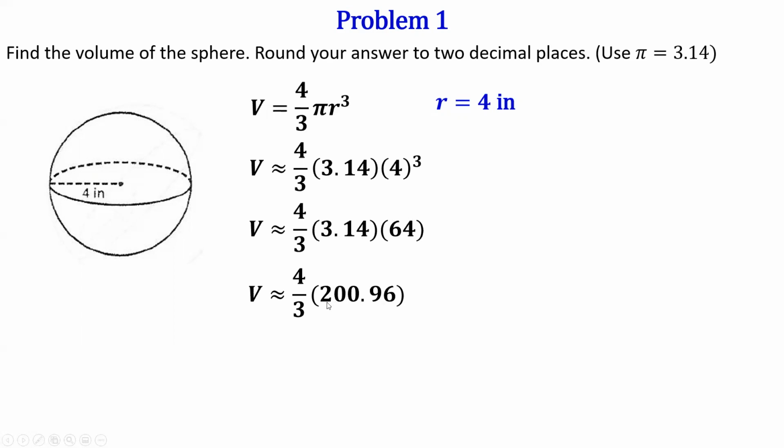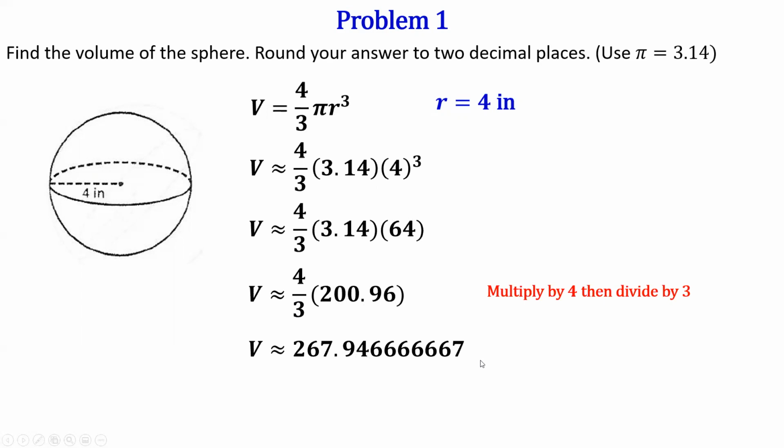So what I need to do now is multiply 200.96 times 4 over 3. This just means multiply by 4, and whatever answer I get, I then divide by 3. And if we do it correctly, you get 267.94 and some other decimal values that we don't really care about because we're going to round to the nearest hundredth, or what we call 2 decimal places.